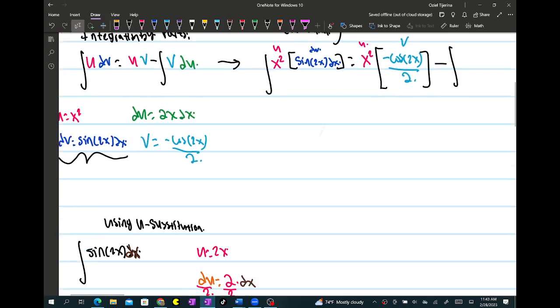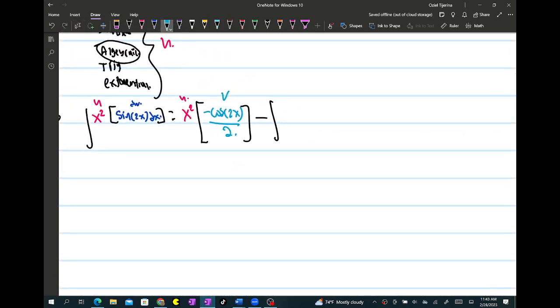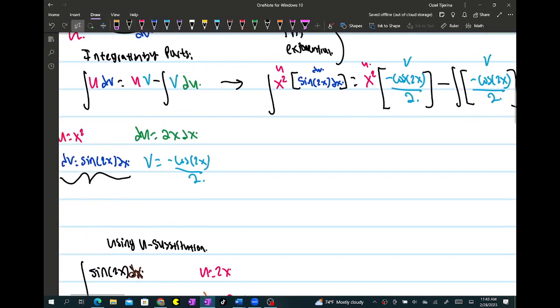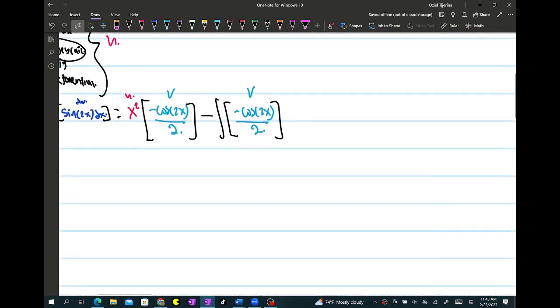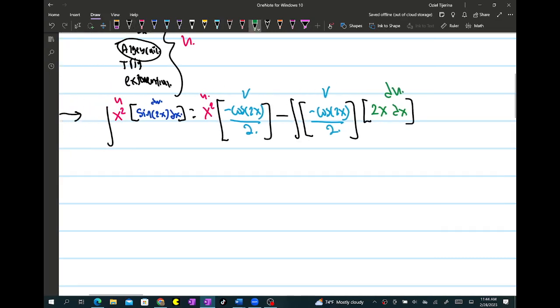the integral of v. So we know v is negative, it's going to be the quantity negative cosine of 2x over 2. So this is v. And then du. So du is 2x dx. So we're going to put another bracket. We're going to put times 2x dx. Okay. And this is going to be du. So you kind of see how I'm following along this formula.